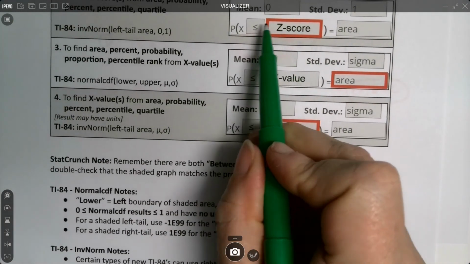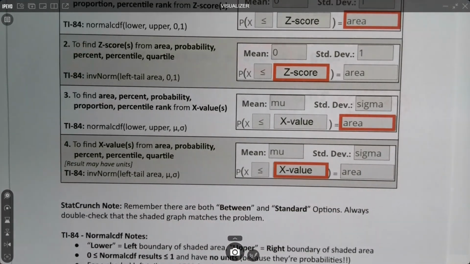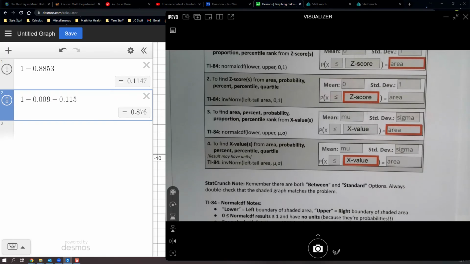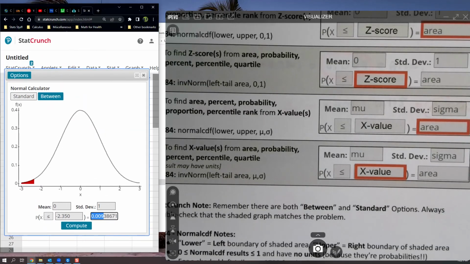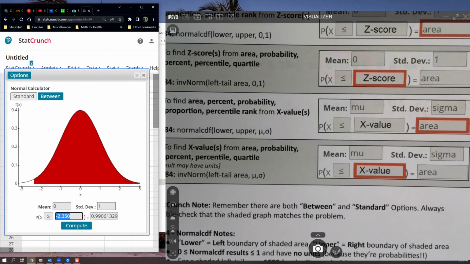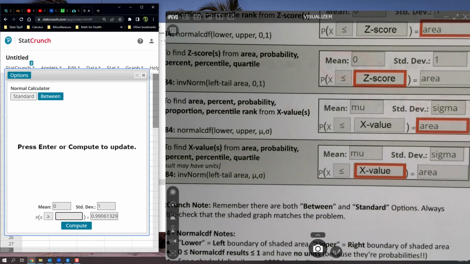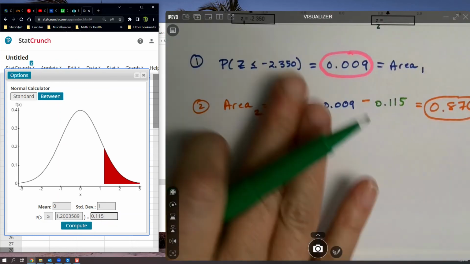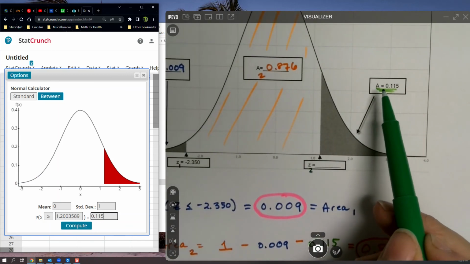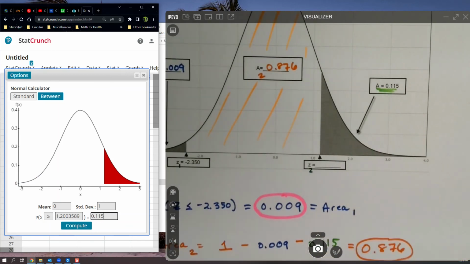So I want to find the z-score, so I'm going to go into StatCrunch. Let me make this smaller again. Let me get back over to StatCrunch. All right, so I want to make it standard, but I want it to go the other way. I want it to be a greater than. And I don't know what the z-score is, so I'm going to leave that blank. But I do know that the area was 0.115. It says right there. So that area is 0.115. So I put in 0.115 as the area right here, and then I click compute, and it tells me what the z-score must be.